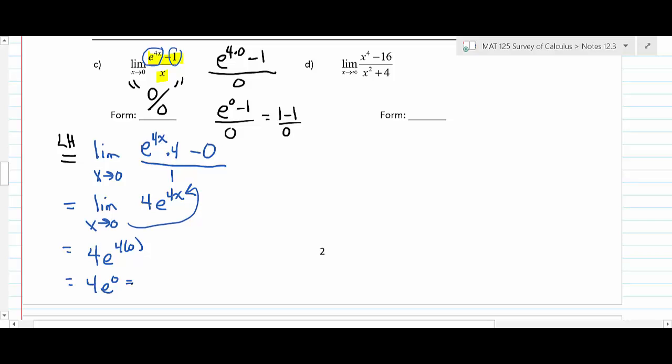4 times 1. E to the 0 is 1. So you would get 4 as an answer to the problem. That's the value of that limit. Okay. If you graphed that on your calculator, and you can always do that to kind of help you make sense of the problem, you would find that around 0 the limit would be approaching 4. Okay. Does that make sense?